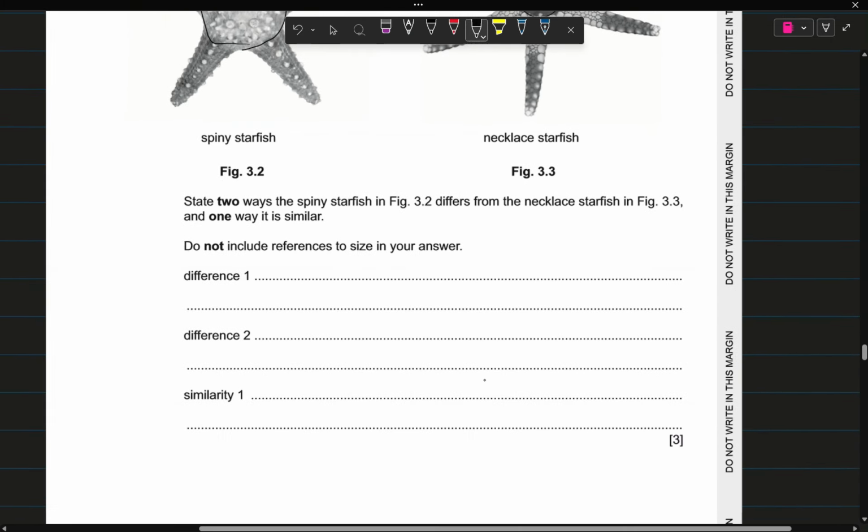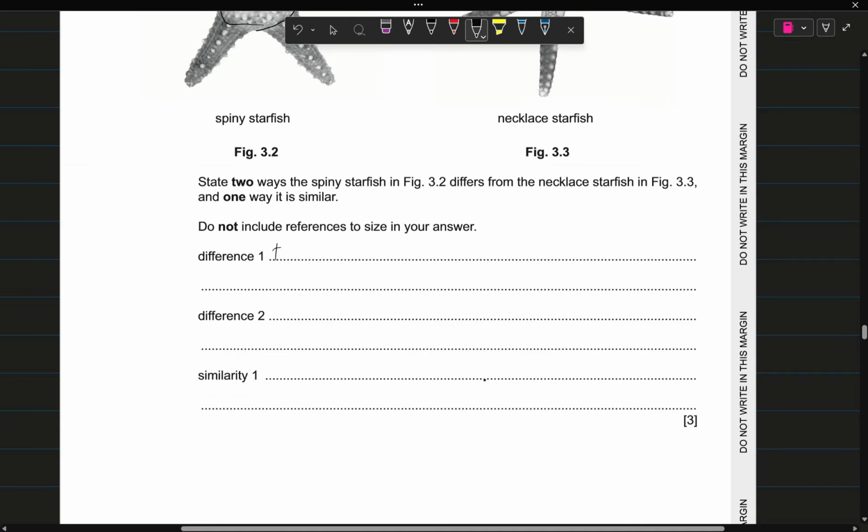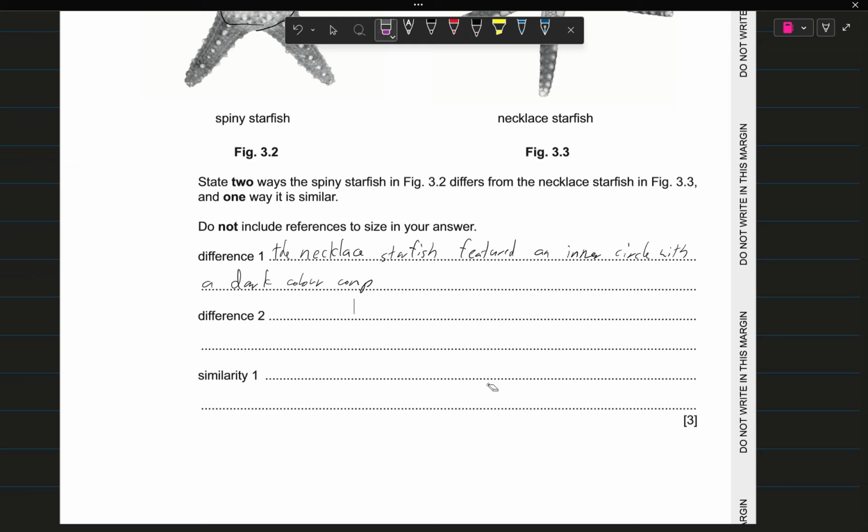So the necklace starfish featured an inner circle with a dark color compared to that of the spiny starfish. So we can say compared to the lighter tone of the spiny starfish.